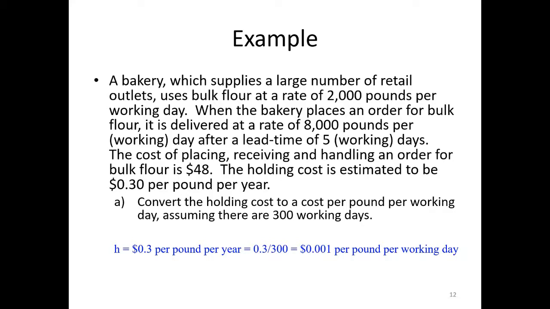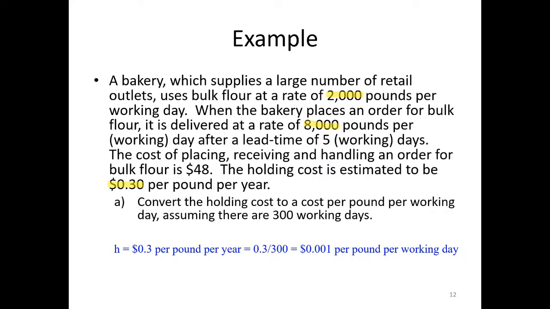Now, why do we need to do that? Because we need to unify the units that we are going to use in our calculations. And remember here, the value of D, which is the demand rate, is given per working day. The value of P, which is the supply rate, is given per working day. So everything is calculated based on a working day, except for the inventory holding cost, which is given per pound per year. So we would like to convert that.